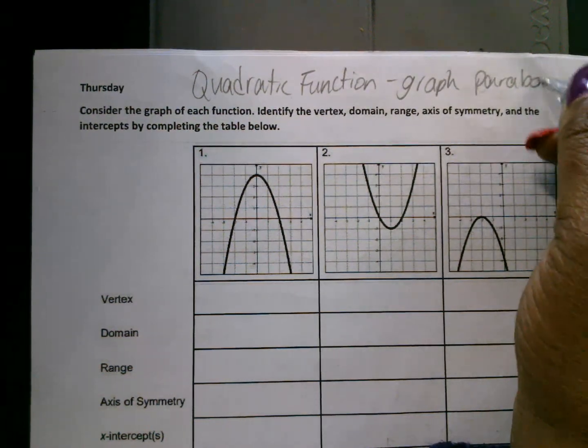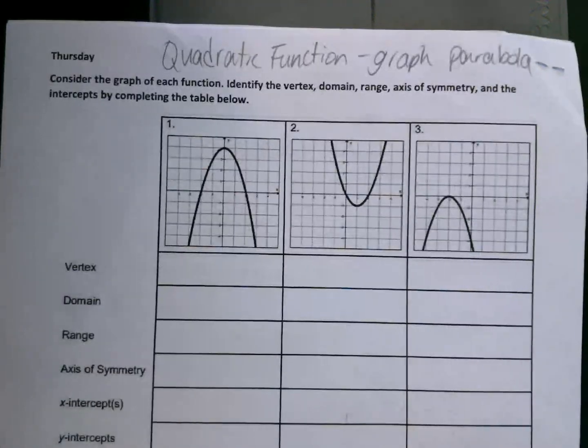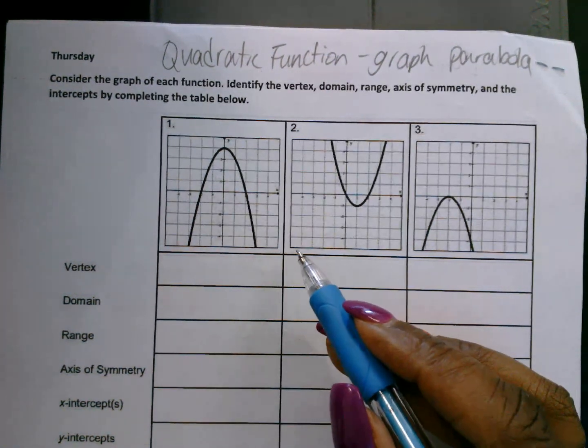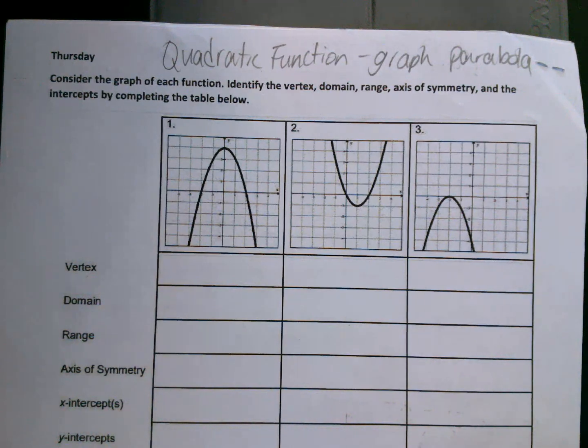A parabola, by definition, is either an upward U or a downward U, not a sideways U. So quadratic functions either graph parabolas, upward U's or downward U's. Parabolas are not sideways. Okay? All right, so we are identifying the vertex, the domain, the range, the axis of symmetry, the x and the y intercepts by looking at the graphs. Okay, so let's look at it.